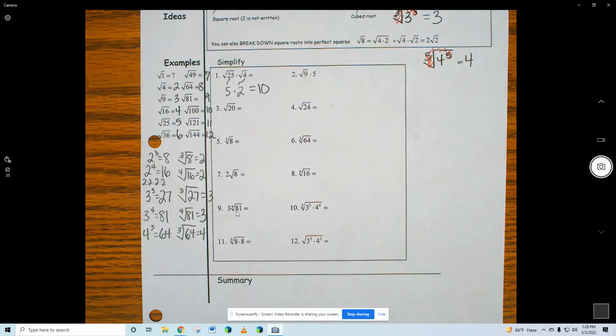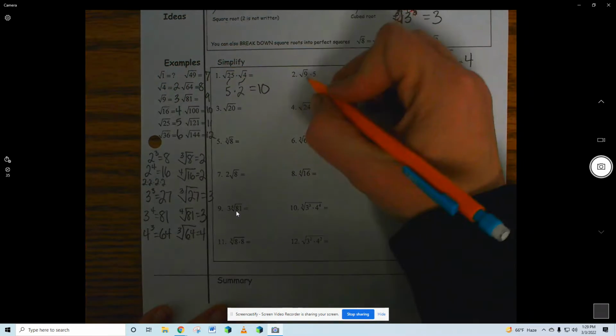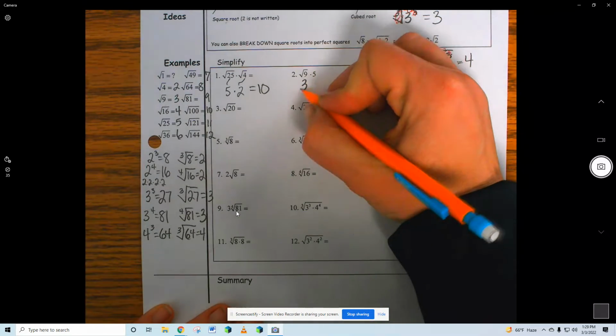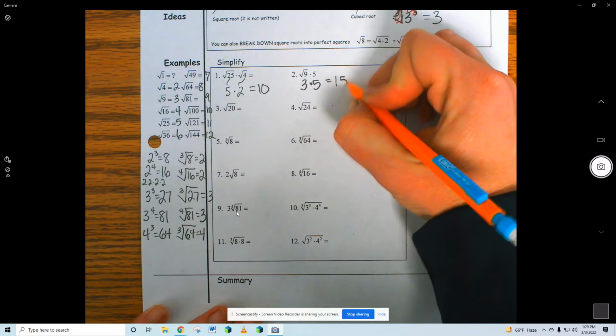On number 2, only the 9 has the square root. The 5 doesn't have anything. So I'm going to do square root of 9 is 3. 5 is already out. So this is going to be 15.